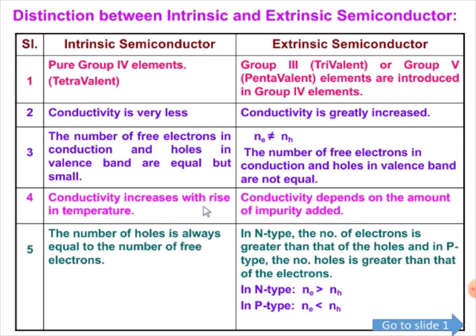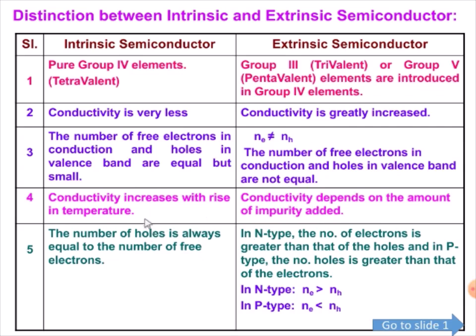Conductivity increases with the rise in temperature. Why? Because with the increase in temperature, more and more covalent bonds may be broken, so the number of electron-hole pairs created will be greater. On the other side, in the extrinsic semiconductor, conductivity depends not only on the temperature, but also on the amount of impurity atoms added.